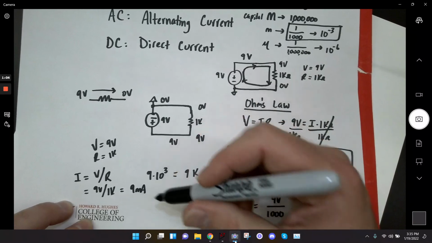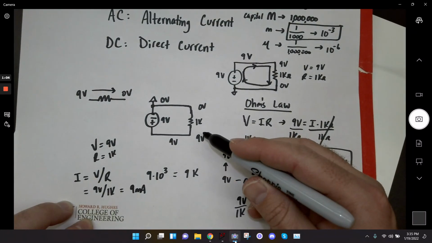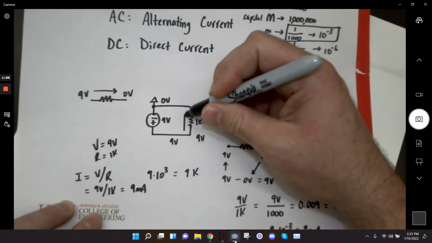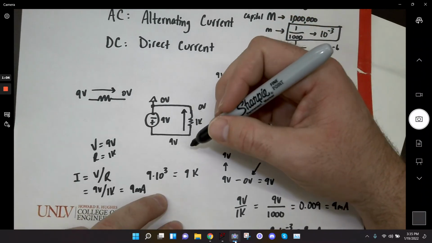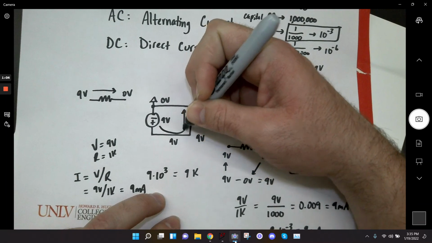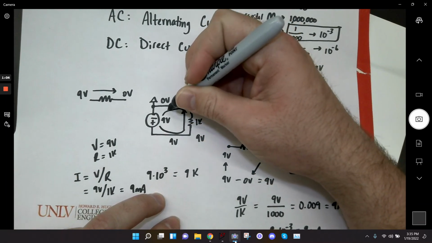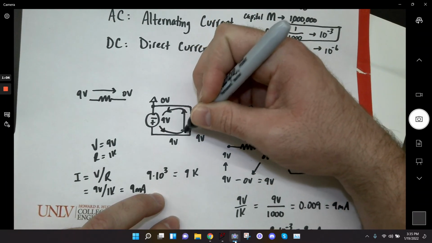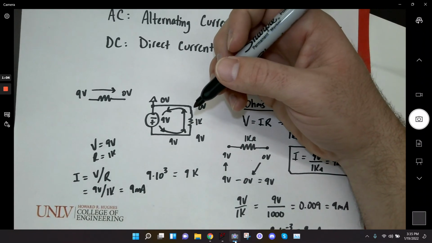But in this case, I have 9 volts here and 0 volts here, so now my current's flowing this way, right? It's flowing from the 9 volts to the 0 volts, okay? So in this circuit, if I were to draw a loop, it would be flowing like this through the circuit. Does that make sense?